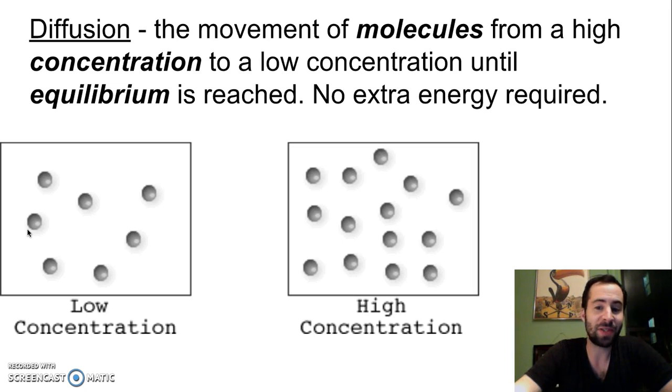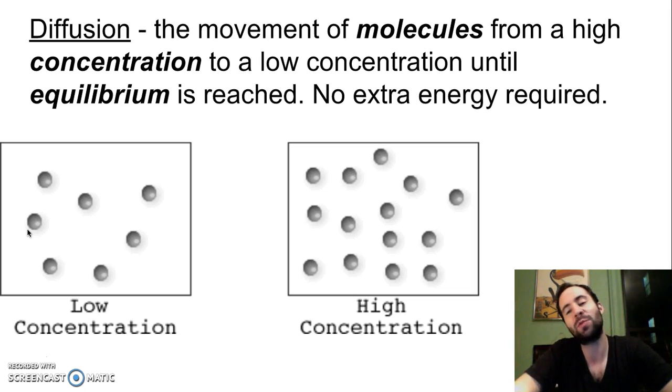Now, the first type of movement through a membrane that we're focusing on is called diffusion. And there's a couple of vocab words here that you need to understand to get this concept. First of all, the movement of molecules from a high concentration to a low concentration until equilibrium is reached is the definition of diffusion that you should know. And you should also know that for diffusion, no extra energy is required.